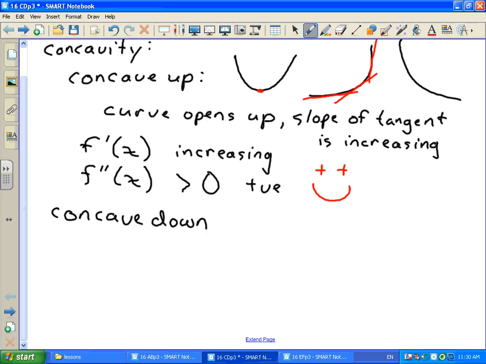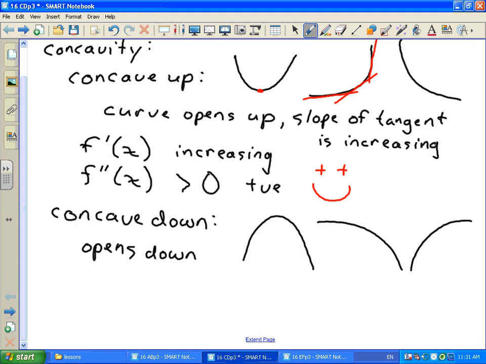Conversely, as you've no doubt guessed, we can have concave down. Concave down means that our curve opens down in the case of our parabola. Or we can have something that looks like that, or looks like this. And the slope of our tangent is always going to be decreasing, okay? We can start from something like 0 here, and it gets progressively smaller, smaller, and smaller.